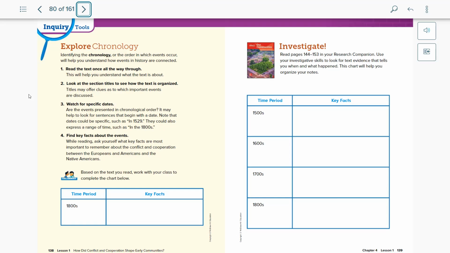Going back to the text that we just read, we know that in the 1800s, many states were added to the United States. And during this, Native Americans were pushed out of their homelands and onto small reservations.